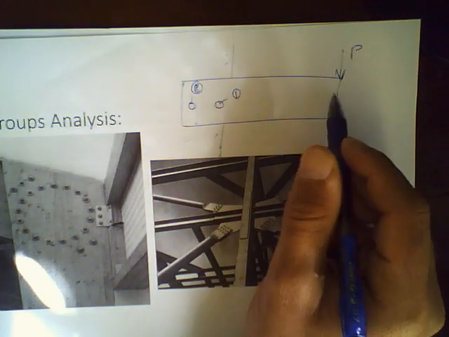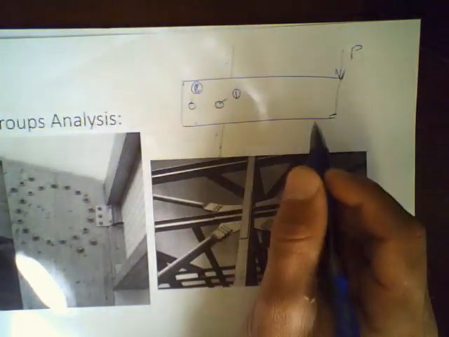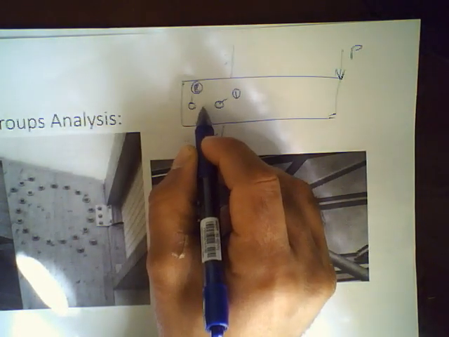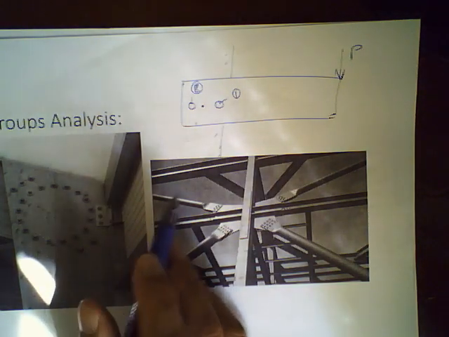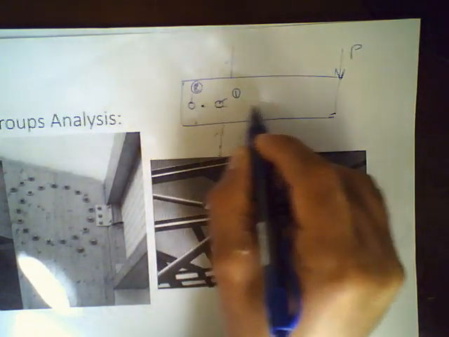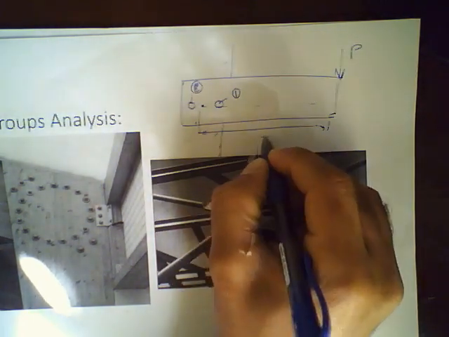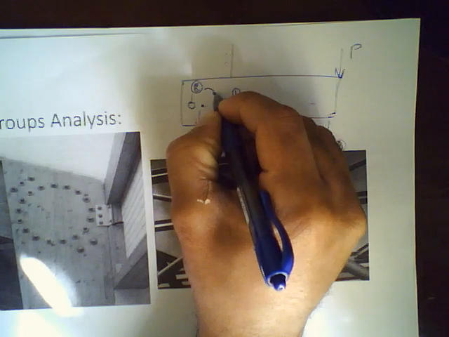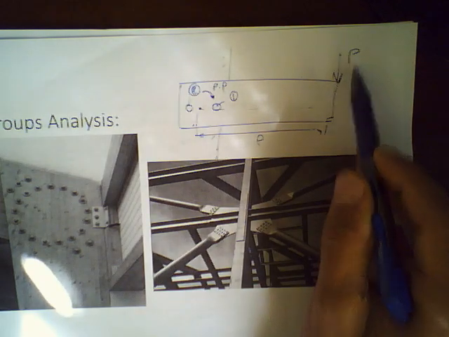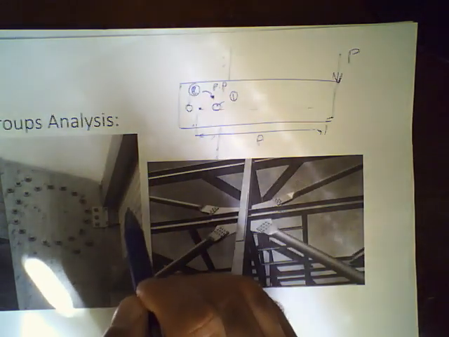Typically it's not very easy to think which one would fail first. Here's how we're going to analyze these groups. Basically, we're going to find the centroid of these two bolts. In this case, the centroid of these two bolts is in the middle. Then the next step is to find the moment of this force P relative to this centroid. Basically, it's going to be the perpendicular distance from the centroid to that force. So if that distance is L, I'm going to replace this force P by this moment, which is P times L, the moment of that force, where L is the perpendicular distance between that force P and the centroid.